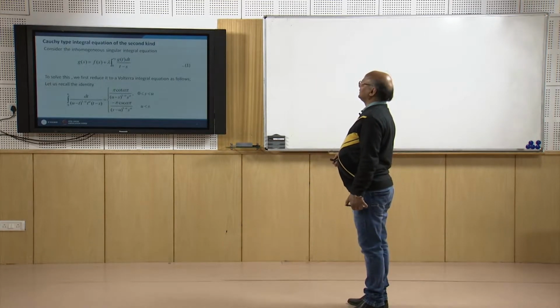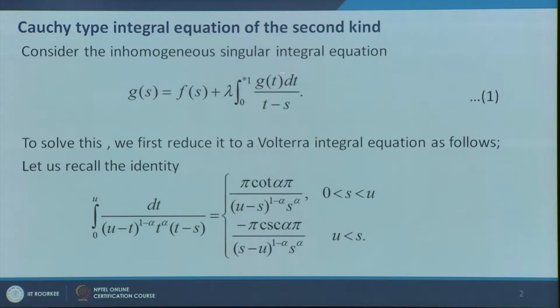Let us consider the non-homogeneous singular integral equation g(s) = f(s) + lambda times the integral from 0 to 1 of g(t) dt over t minus s. Let us recall that by this star we mean that we are considering the Cauchy principal value of the integral from 0 to 1 of g(t) dt over t minus s.